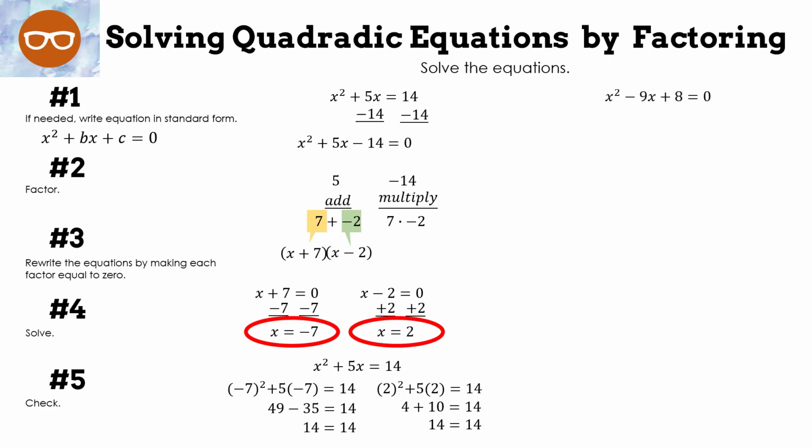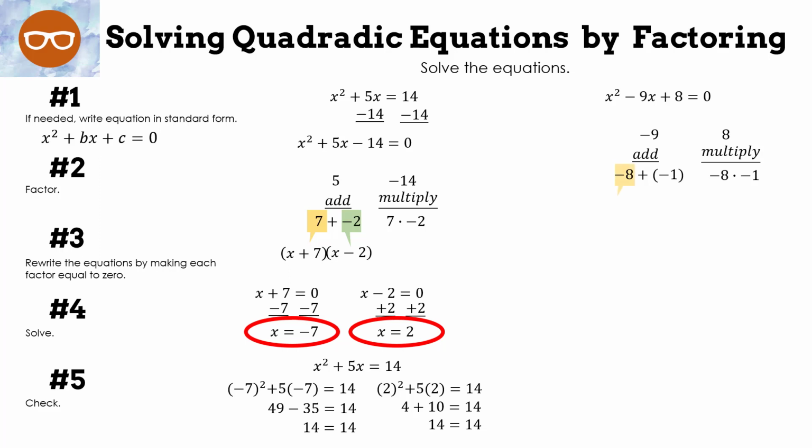I have x squared minus 9x plus 8 equals 0. The first step is to write the equation in standard form. Well, it's all ready for us because it equals 0. The next thing we need to do is we need to factor. So I'm looking for numbers that multiply to 8 that add to negative 9. Now once again, this may take some of you a little time, but I happen to know that negative 8 times negative 1 is 8. And negative 8 plus negative 1 is negative 9.